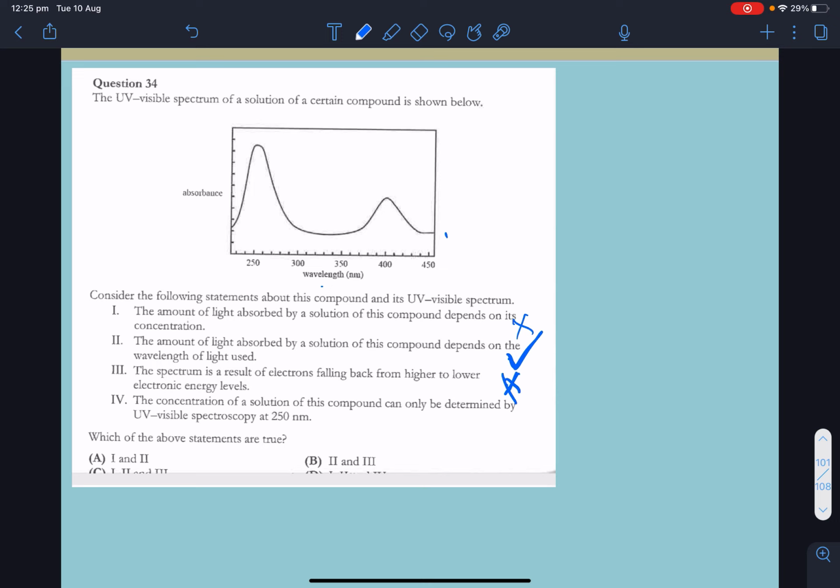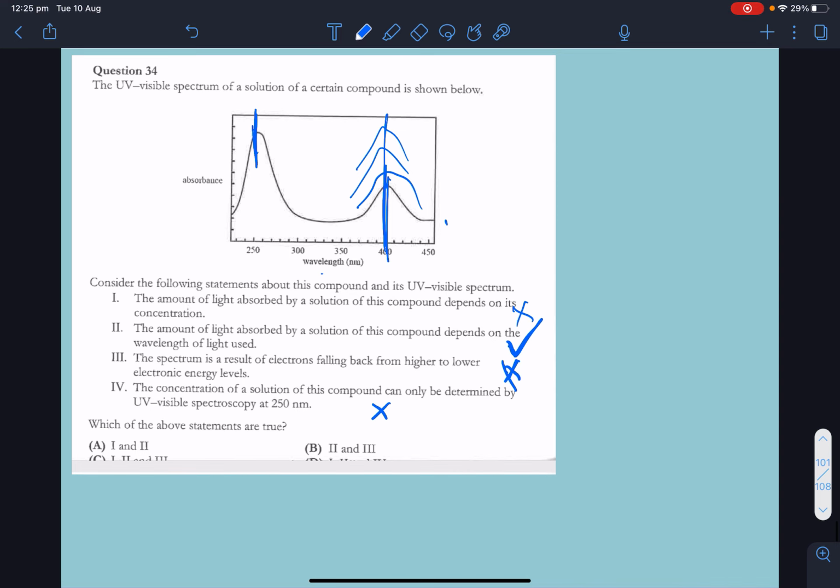The concentration of a solution of this compound can only be determined by UV-vis spectroscopy at 250, so by this peak. Well, here's another distinctive peak for this compound too. You could, later on, change the concentration and measure it at that peak too, so that's a no. Other questions? Well, I'm only thinking that 2 is correct.